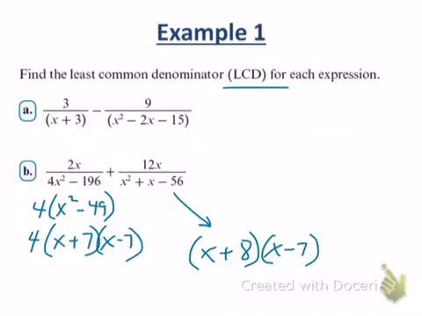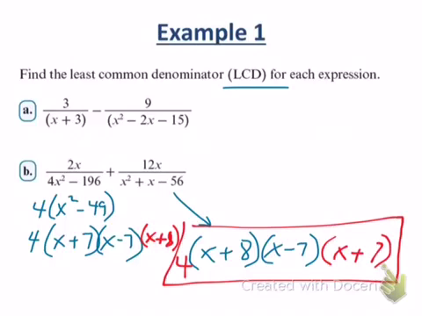All right, so what would I have to do to make these denominators the same? What am I missing on the left? X plus 8. And what would I be missing on the right? A 4 and x plus 7. So this monstrosity here, 4, x plus 8, x minus 7, x plus 7, is our LCD. Now you're not going to work many in the homework that would have a denominator that complicated, but this is just practicing the skill of finding the least common denominator.